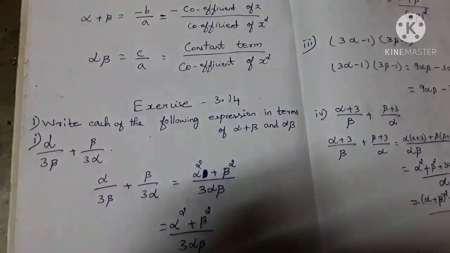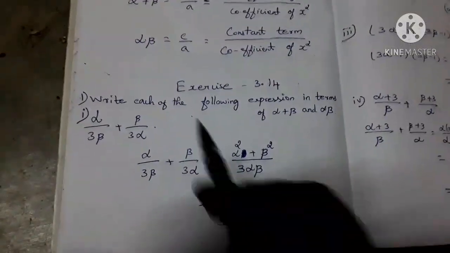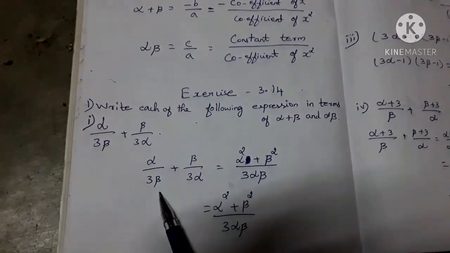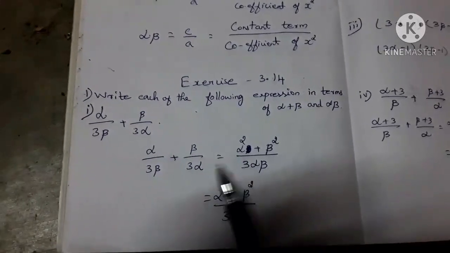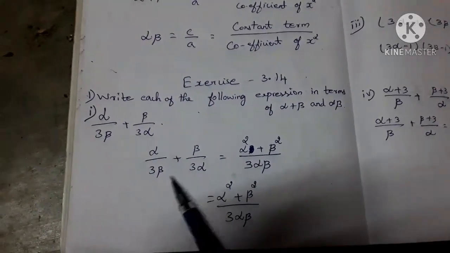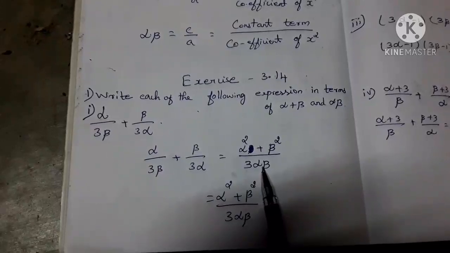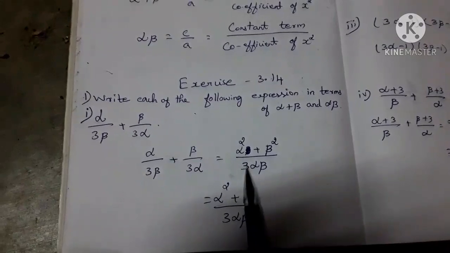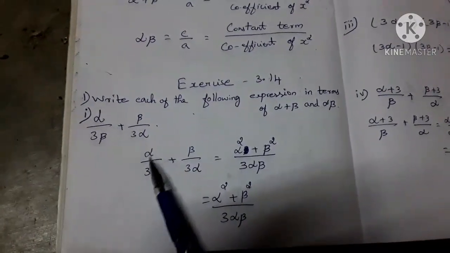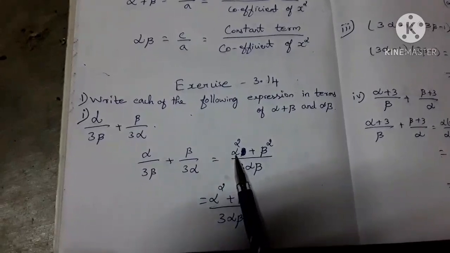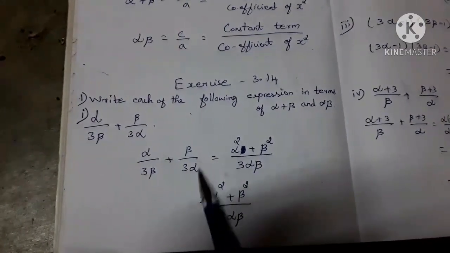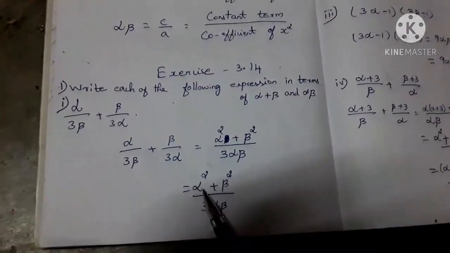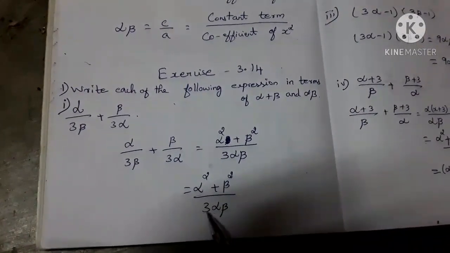In the addition, we are going to take the LCM. So if we take the LCM, 3 is common, and alpha beta we take as the LCM. So if we see here, 3 beta is there, alpha is not there, so we have to multiply by alpha on both sides. So it becomes alpha square plus, here we want beta, so we multiply by beta, so beta square. So our answer is alpha square plus beta square by 3 alpha beta.